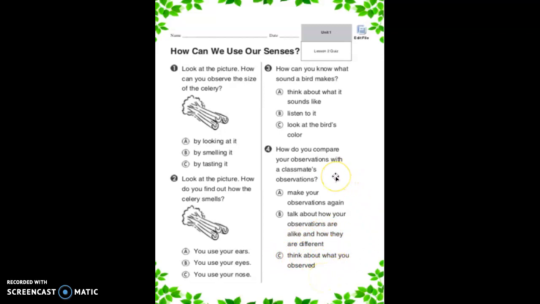I'll read it again. If you and your friend are comparing your observations, how do you guys compare? Do you A, make your observation again? B, do you talk about how your observations are alike and how they are different? Or C, do you just think about what you observed? Go ahead and bubble in your answer.